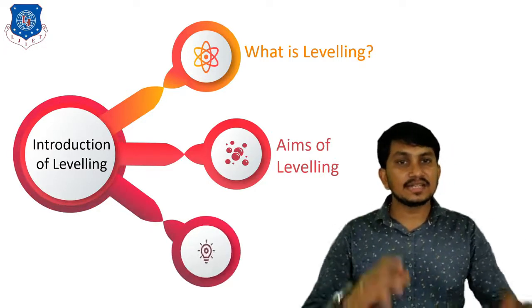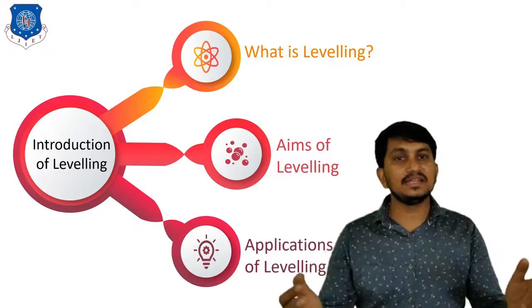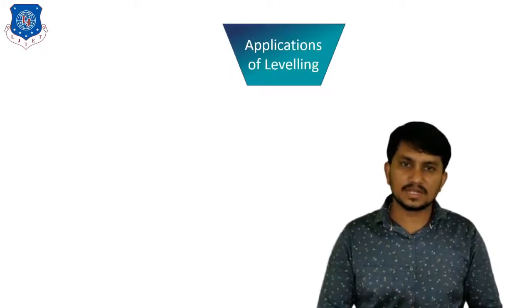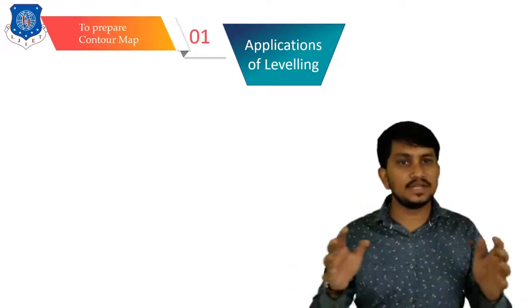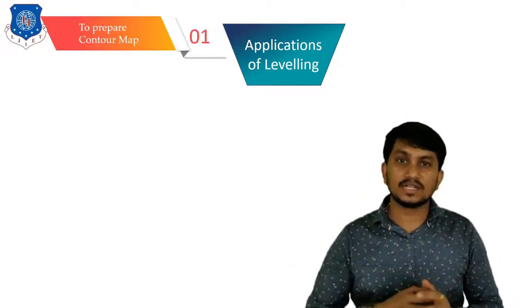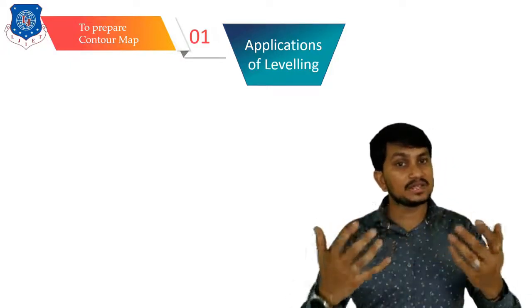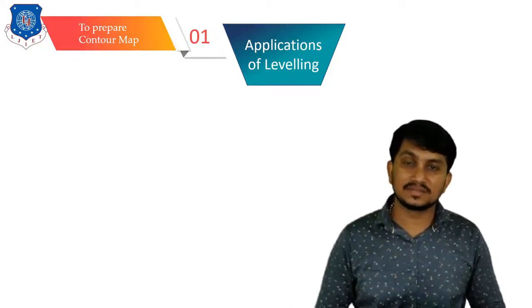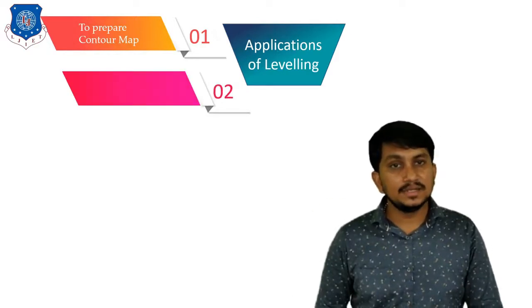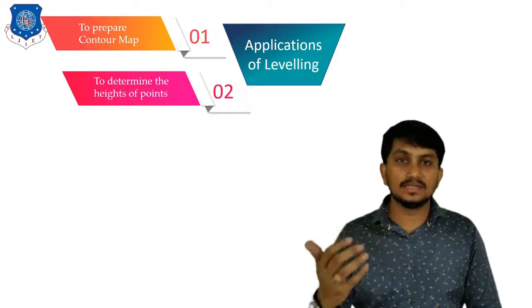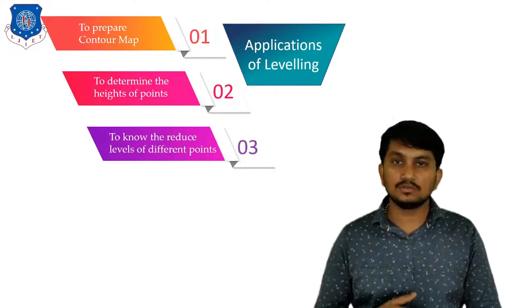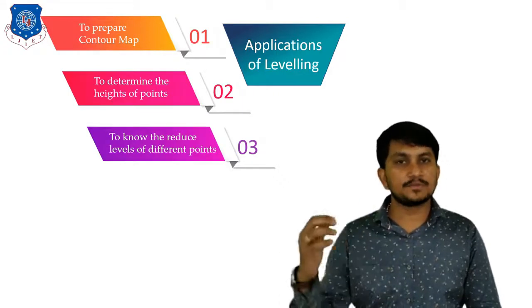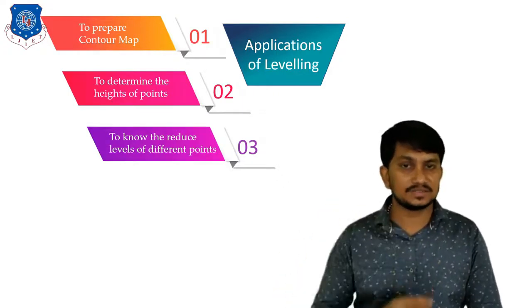Now let's see the various applications of leveling, where leveling can be used. There are a number of applications. First is to prepare a contour map which shows the topography of the area. What is a contour map? What are the characteristics of a contour map? What are the applications of a contour map? We will discuss these in the next lectures. Second is to determine the heights of points on or below the surface of the earth. Third is to determine or calculate the reduced level of different points. What is reduced level? We will discuss it in the next lecture.